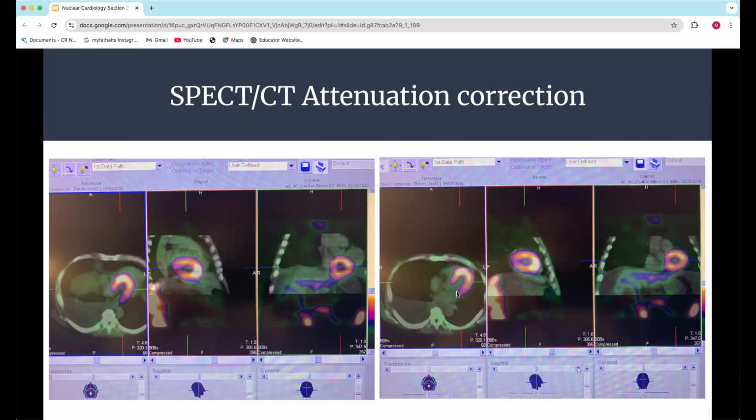So this is what the attenuation correction software looks like when I pull it up on our SPECT camera. Yours may look slightly different, but the principle is going to be the same. It's going to have a CT in the background and your perfusion in the foreground, and it's going to allow you to move them, right? Because what you're wanting to do is line them up.